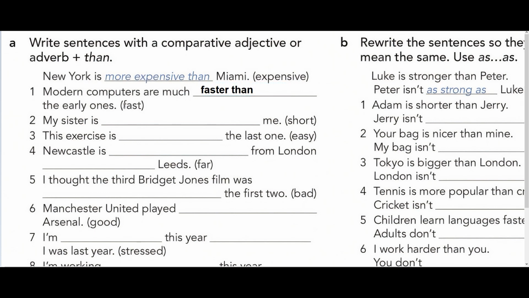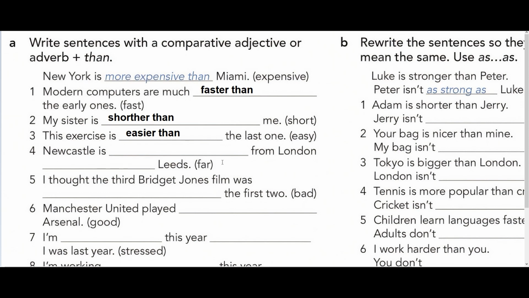It makes sense. Number 2, my sister, you see, short. So we put my sister is shorter than me. It means that I am taller than my sister. Number 3, this exercise is easier than the last one. And you see what we do with y at the end here. Instead of y, we put IER.